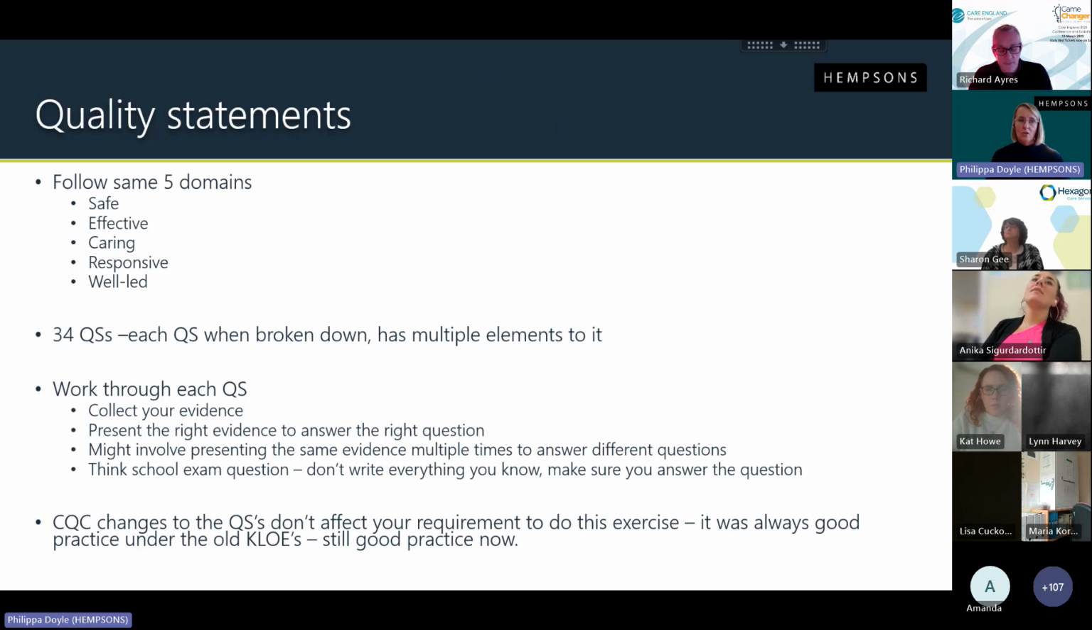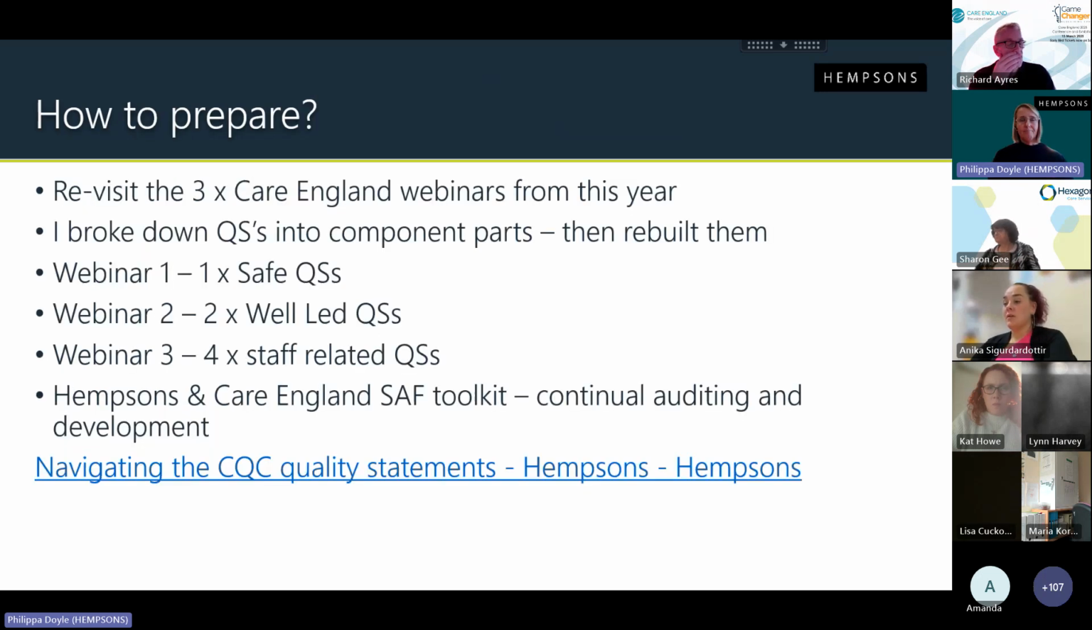You are the expert on your service, and you need to make sure you can translate that information to CQC so that they can see that you're the expert and actually that you're doing a brilliant job. Lots of services used to do it with the old key lines of inquiry. They used to have those 303 standards set out and know what they were going to say in response to each one. Do the exact same exercise with each of the 34 quality statements. It's really good practice. It demonstrates to CQC that you understand the standards and that you can use it as kind of a rolling development tool throughout the year as well.